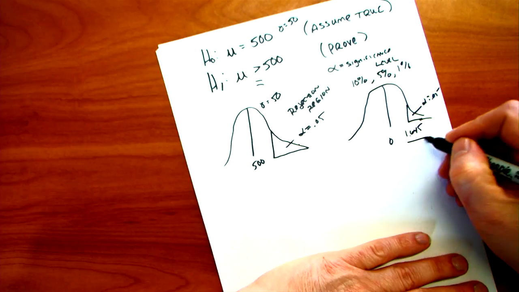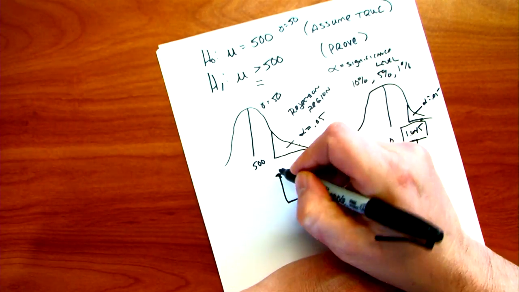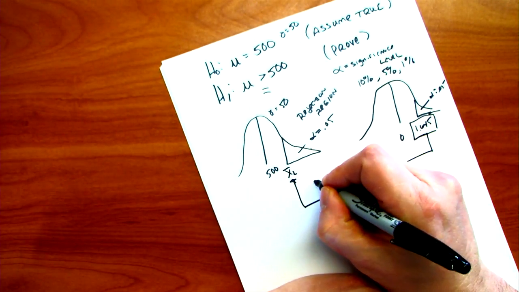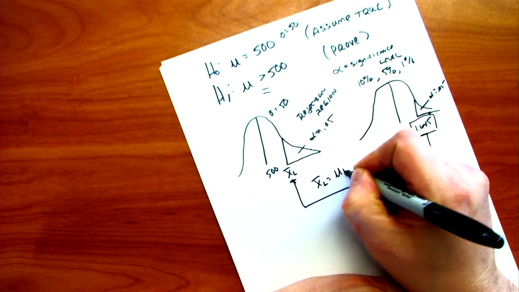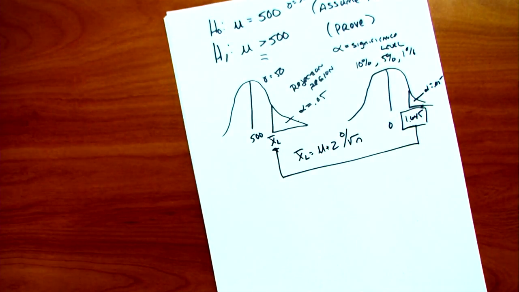I can convert this back to find an x lower bound, and the formula I do that with is this. I'm not going to do the math because I really just want to talk about the concepts. But that's how I get from that rejection region over to the X bar rejection region. You guys remember that formula? Yes. Okay.